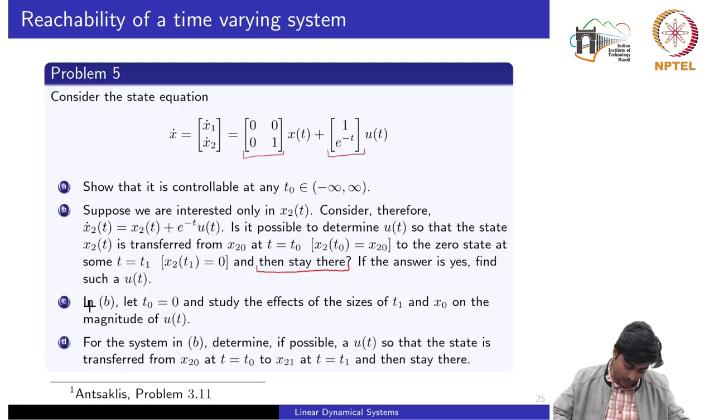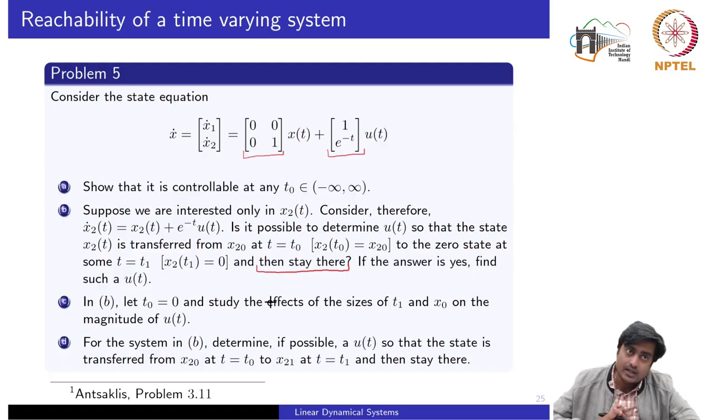Now the third part of the problem is that in part B, let T naught equal 0 and study the effects of the sizes of T1 and X naught on the magnitude of u(t). Here you should recall that in one of the previous problems we had computed the control energy. We had noticed that if the time is longer, then the control energy is less. So we expect the same behavior here.